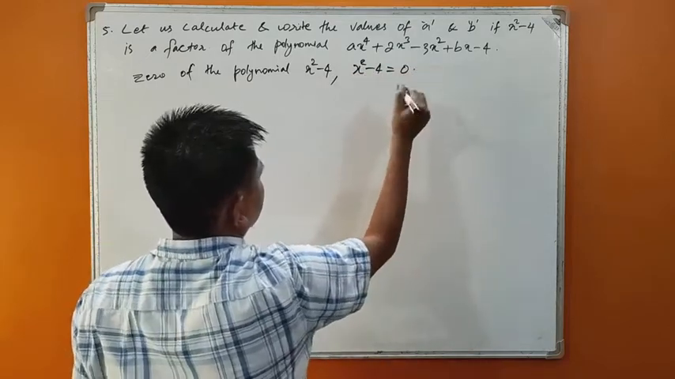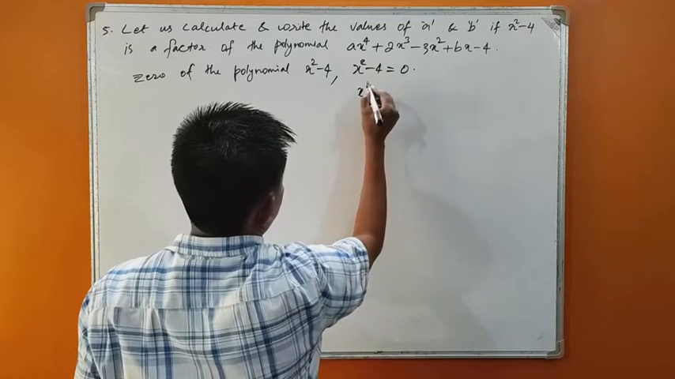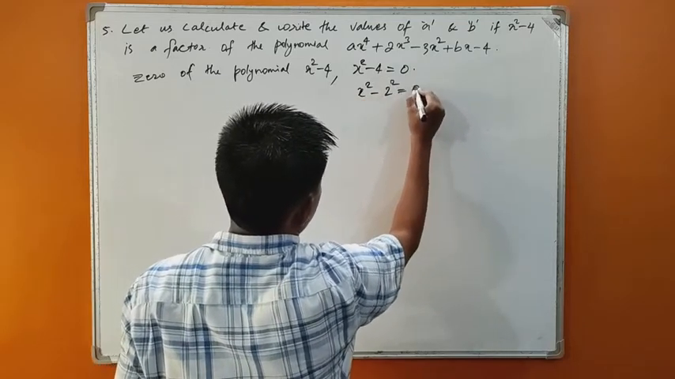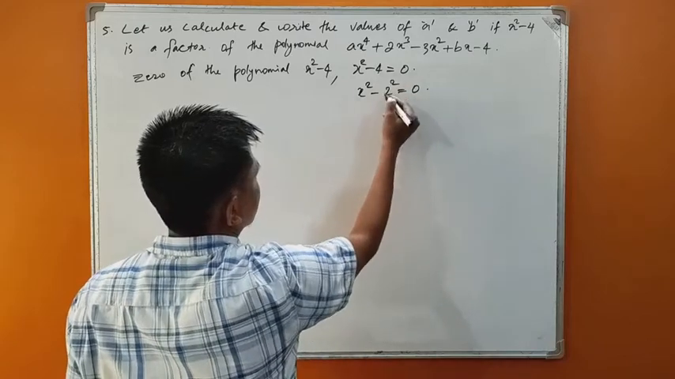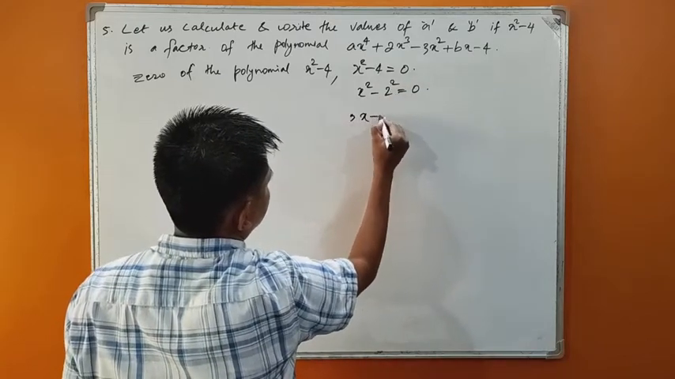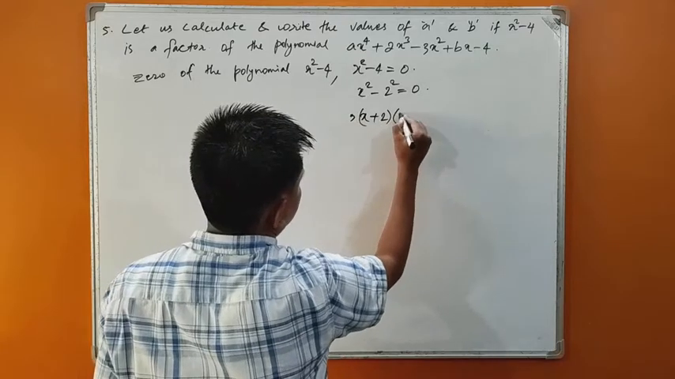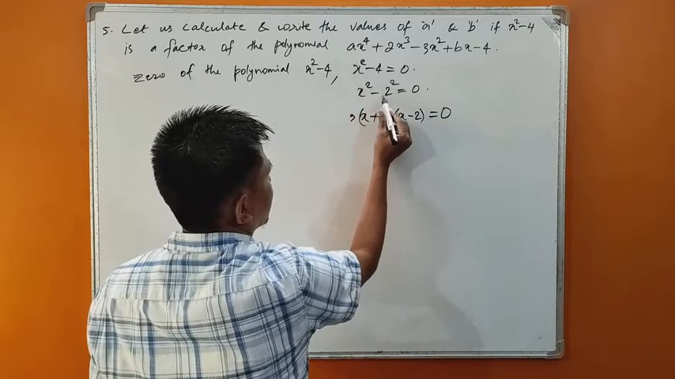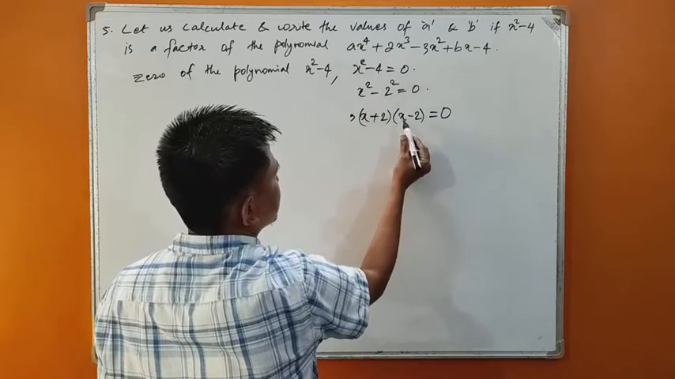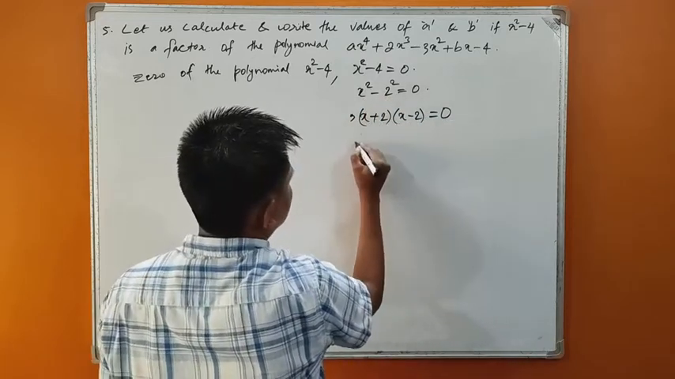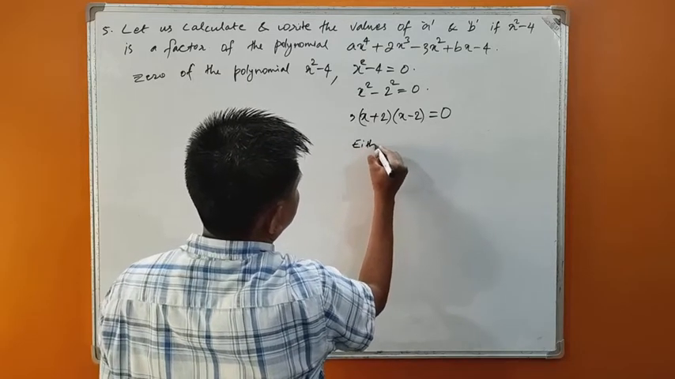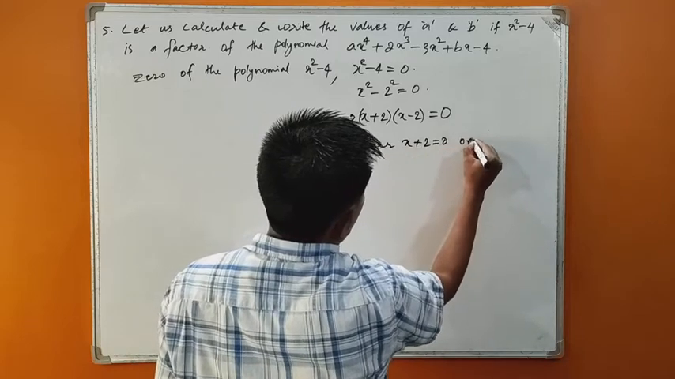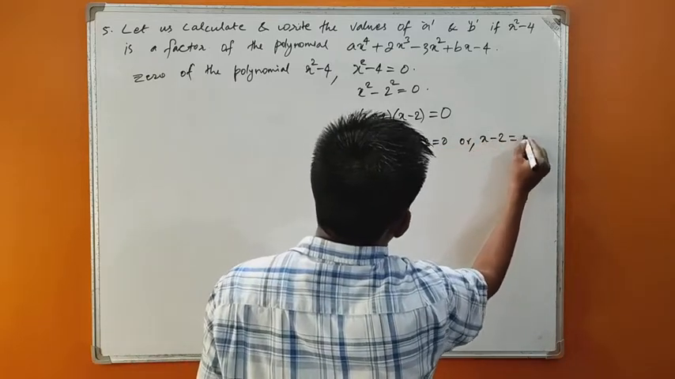Or you can write x squared minus 4, 4 means 2 squared, equal to 0, isn't it? Or you can write (x plus 2) into (x minus 2) equals 0. a squared minus b squared equals (a plus b) into (a minus b). Either x plus 2 equals 0 or x minus 2 equals 0.